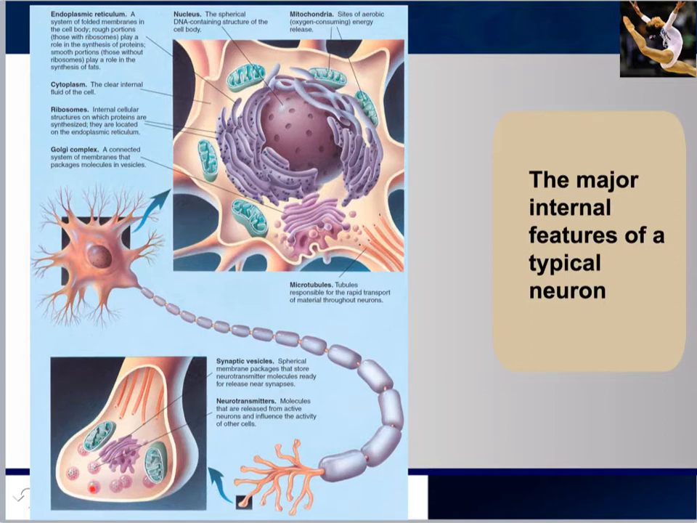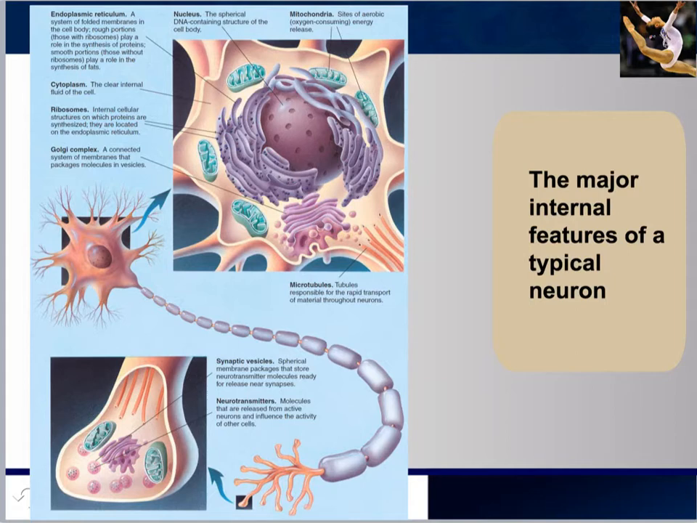Once they're ready to be released, these vesicles would bind to the membrane, which would be the outer part of the cell. They'd become one, open up, and then neurotransmitters would be released from active neurons and influence the activity of other cells. Please note, and this may be a bit premature, that the release of these neurotransmitters is what brings about state of mind, emotions, feelings, and behaviors.